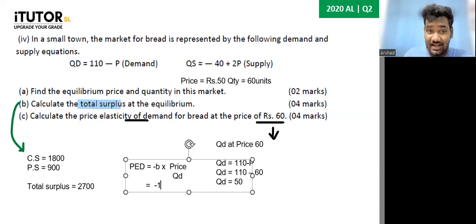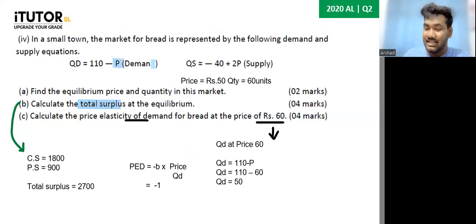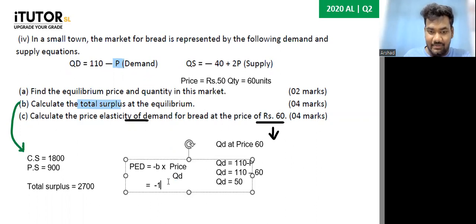How did that minus 1 come? Remember, here they are saying minus P. So minus P means minus 1P, right? If it was minus 2P, you will take 2P. But usually it's 1P. You don't say 1P, you just say P, right? That's right. Minus 1. And then what is the price and QD? The price is 60, QD is 50.